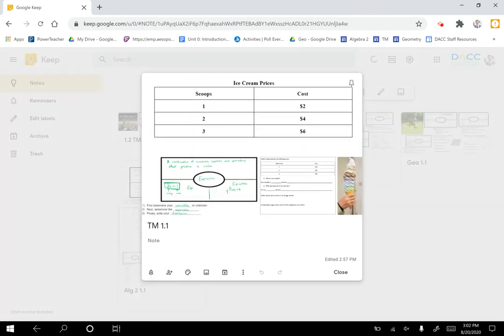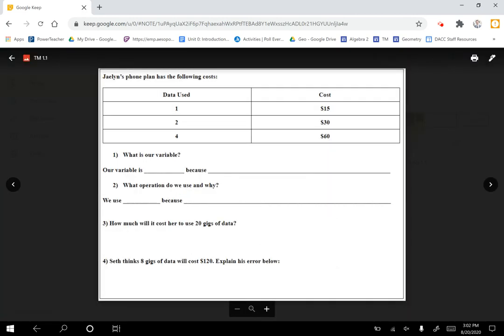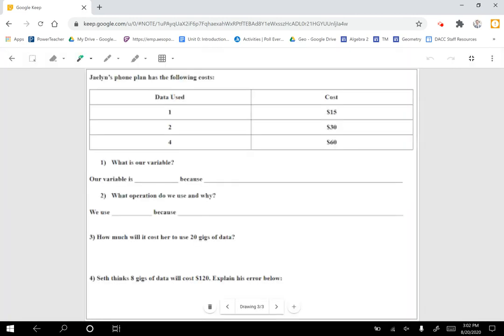So if we want to look at some examples, we have a phone plan here, and maybe this is how the pay-as-you-go phones work, I think they're called prepaid phones. So Jalen's phone plan has the following cost. If she uses 1 gig of data, it's going to cost her $15. If she uses 2 gigabytes of data, it'll cost her $30. If she uses 4 gigs, it'll cost her $60. So maybe this is the example that the Walmart prepaid phone gives you. And based off of this, you have to determine how much it is going to cost.